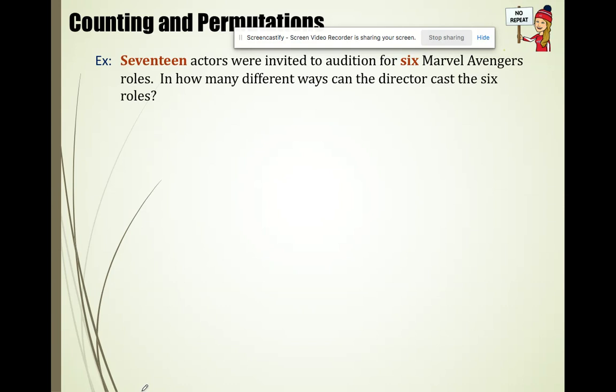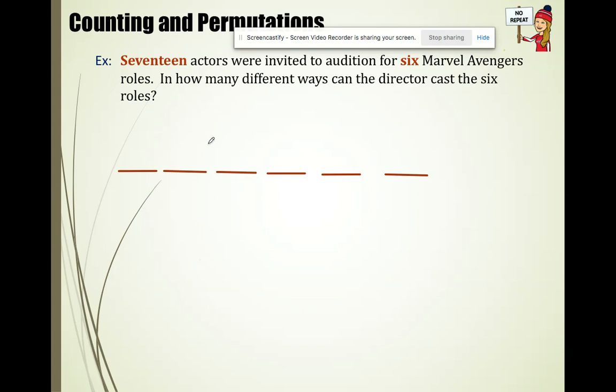So what about this situation? 17 actors were invited to audition for 6 Marvel Avengers. I know we can all argue about how many Avengers there are, but I'm just talking about the 6 for this problem. How many different ways can the director cast these 6 roles? Well, I have 6 roles, 1, 2, 3, 4, 5, 6, but there are 17 people that I need to arrange.